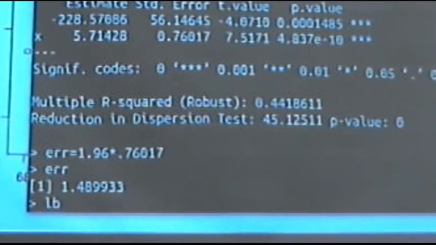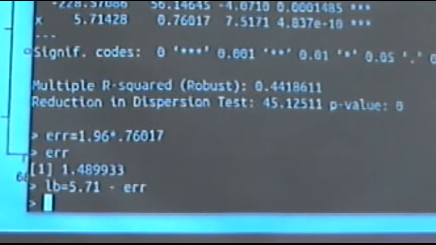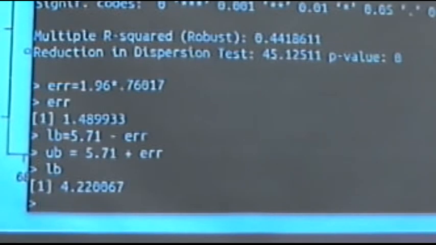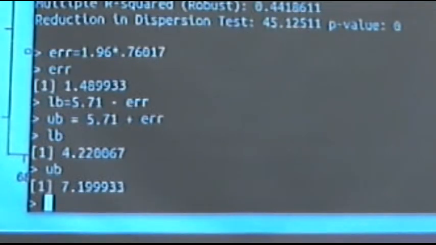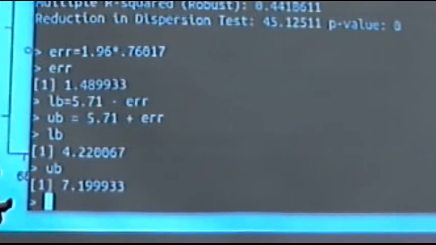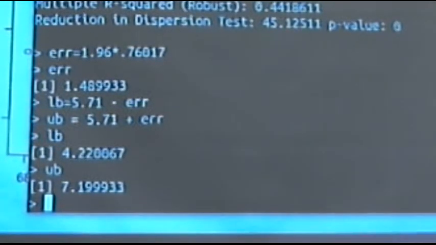So here's the lower bound. It's the estimate, which is 5.71, minus the error. And then my upper bound will be 5.7 plus the error. So here's my confidence interval. It goes from 4.2 pounds to about 7.2 pounds per inch. So you have a degree of uncertainty in the data. If you look back at the data, that shouldn't shock you. It's not that compact, not that tight.